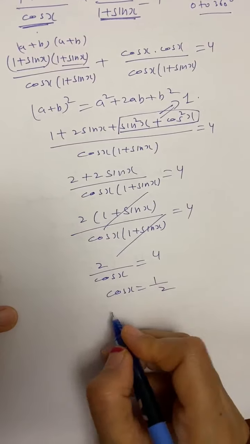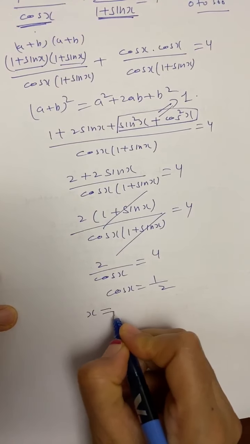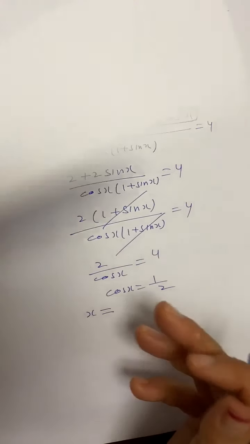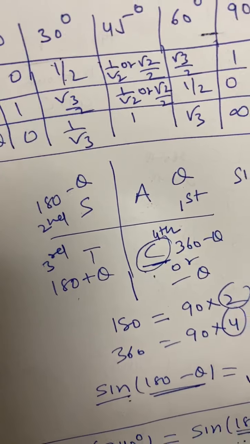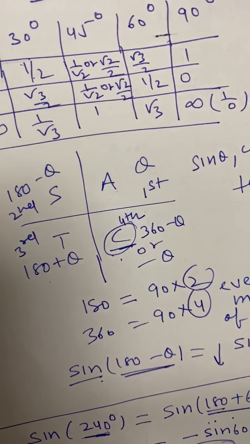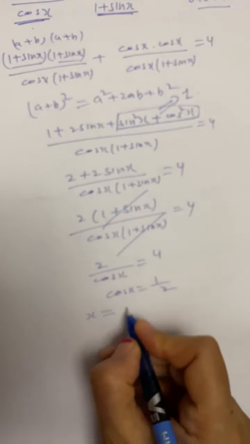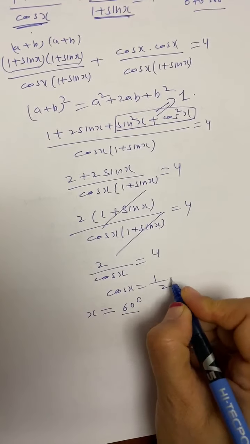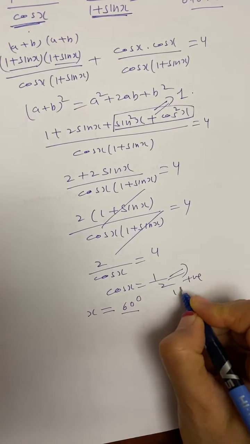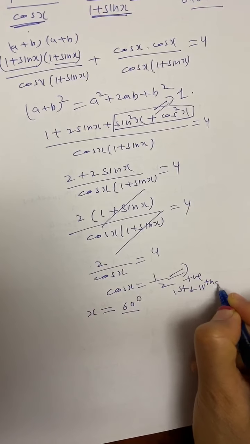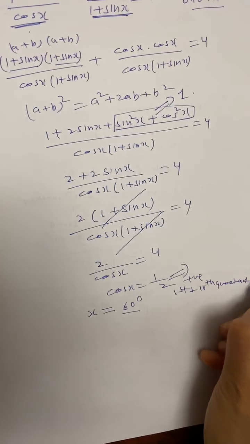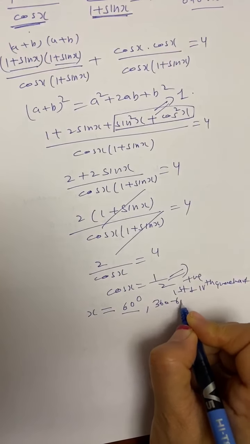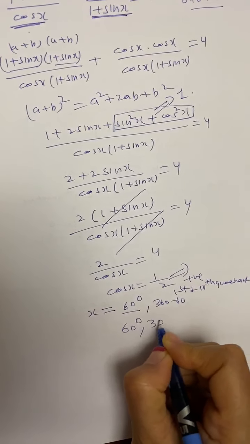Now cos x is half, same drill, find the acute angle. So when cos x is equal to half, you can see from the table, cos x is half when x is 60 degree. So that's the acute angle first, and it's positive. Positive means first and fourth quadrant. And in the fourth quadrant, this is going to be 360 minus 60. So 60 and 300 degree.